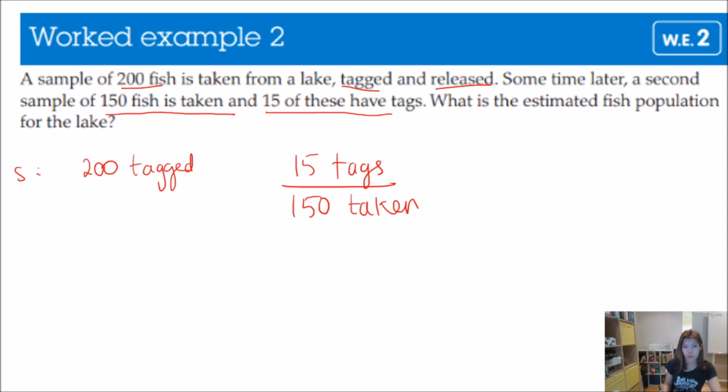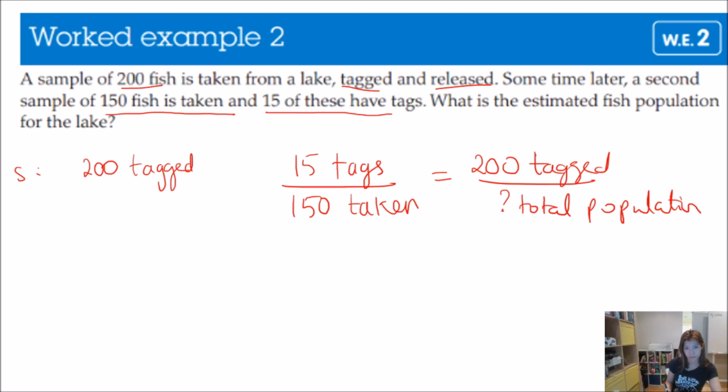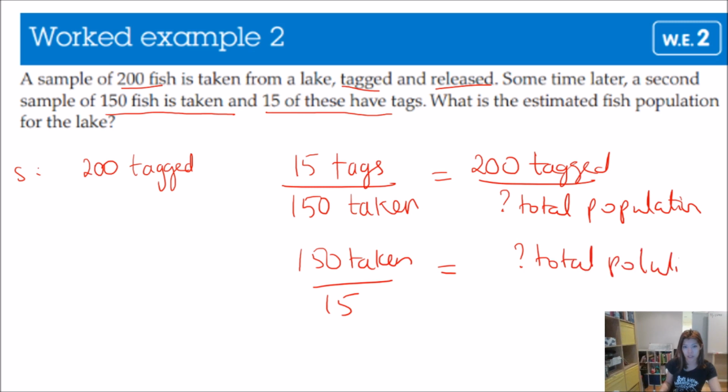So now this is a proportion of tags out of the taken, which should give us the same ratio as the 200 tagged, and it will give us the total population down here. So how do we solve this? Well, we'll flip it over. 150 that were taken, 15 were tagged, and so the total population will have the same ratio over the 200 that were tagged.